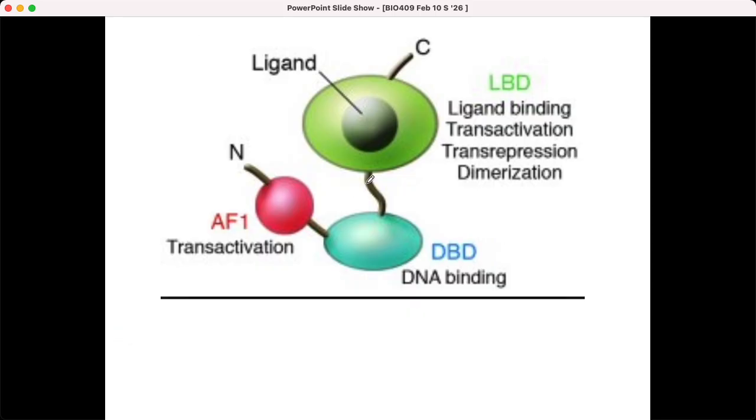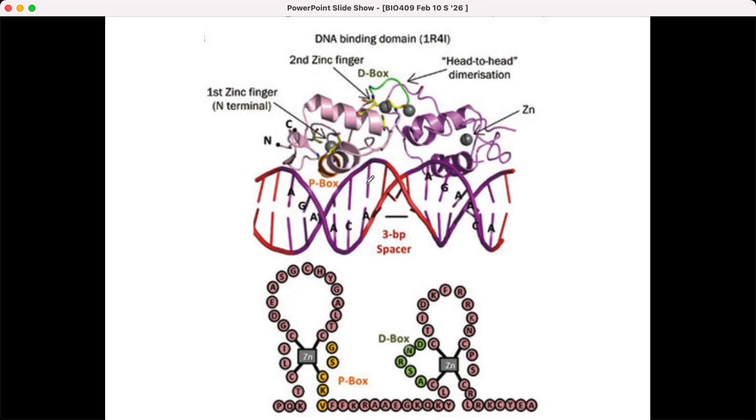And so here's their overall look. They all have the DNA binding domain, and it's a zinc finger binding domain. They all have a ligand binding domain and a diversity of different ligands. Some of them bind hormones, some of them bind other kinds of molecules, and then they have that transactivation domain, and the transactivation domain binds to a co-regulator, either a co-activator or a co-repressor.